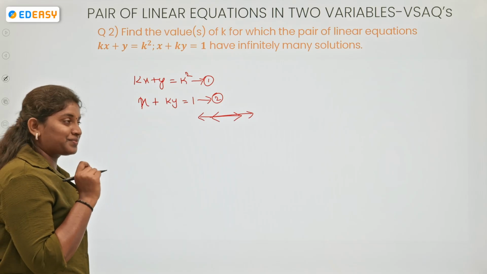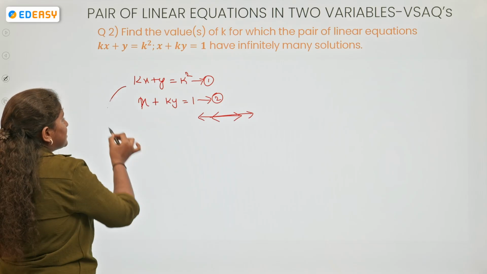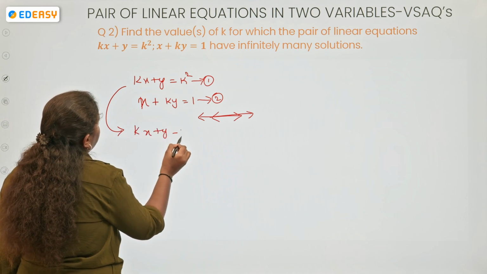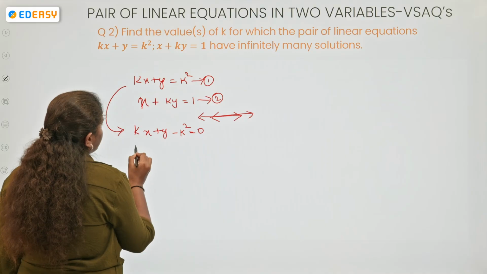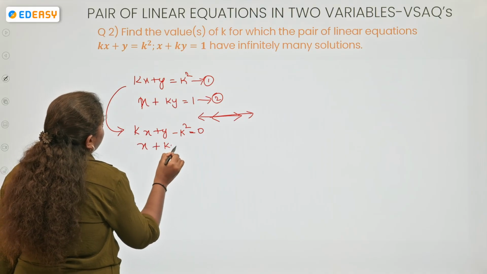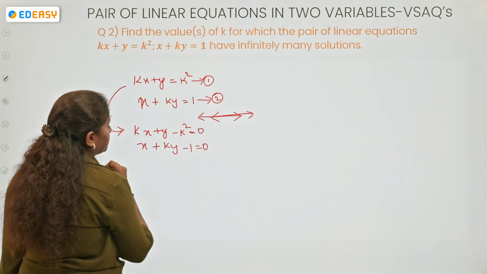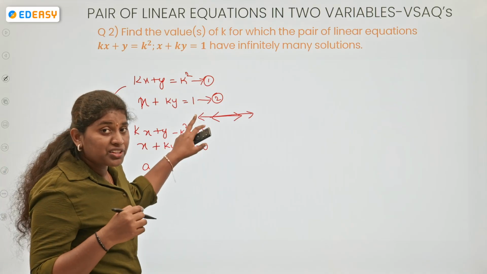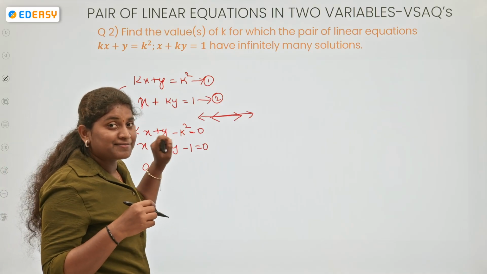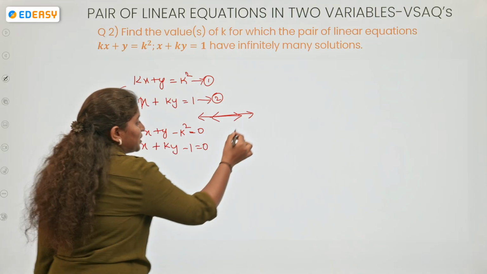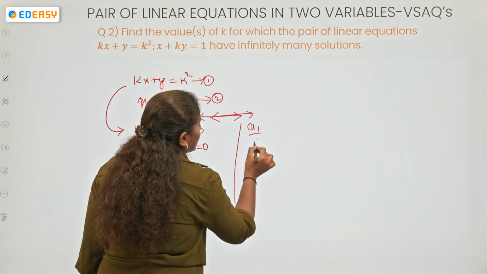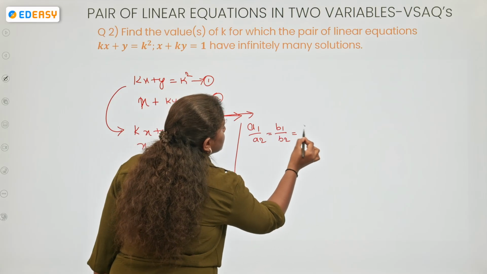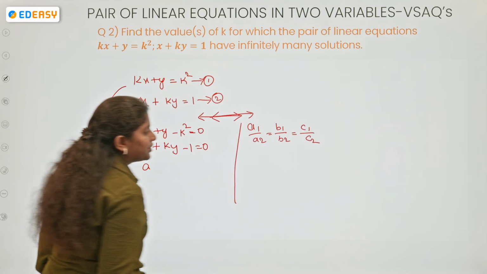Any idea? Yes. So, first of all, just take them in your standard form. kx plus y minus k square equals 0 and x plus ky minus 1 equals 0. Okay. Now, take the ratios. What is the relation between the coefficients for coincident lines? Yes, think about it. So, now a1 by a2 equals b1 by b2 equals c1 by c2, right?